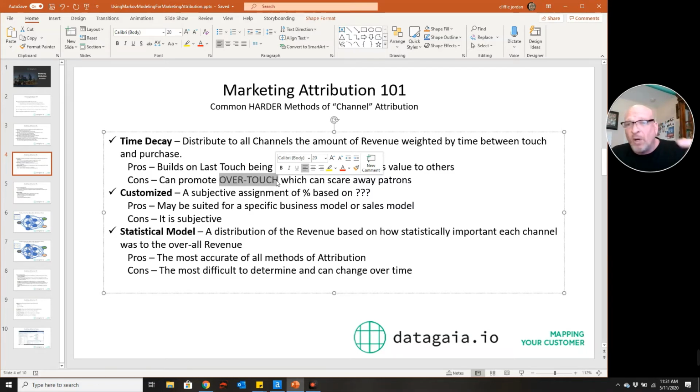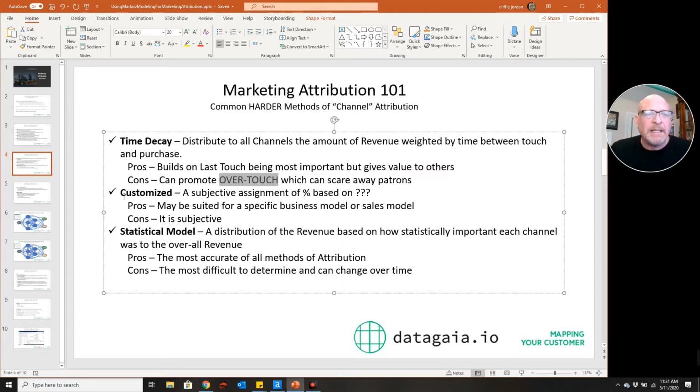Okay, you don't want to scare away your customers. You don't want to spend more money than you need to. And so time decay can lead a company to overtouch, to overspend on different channels.